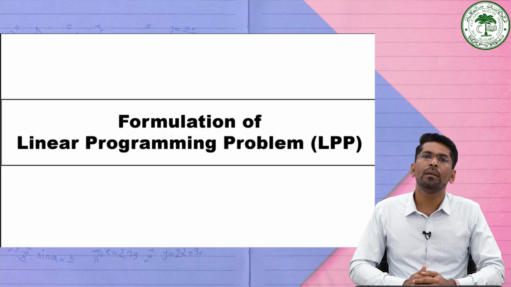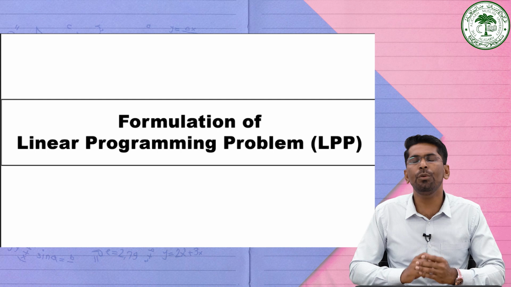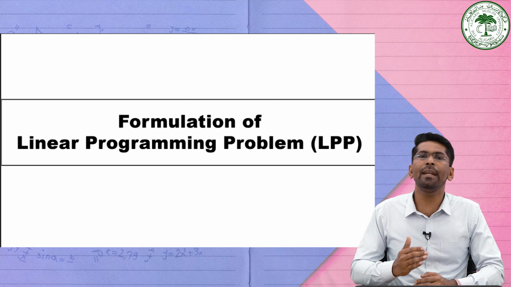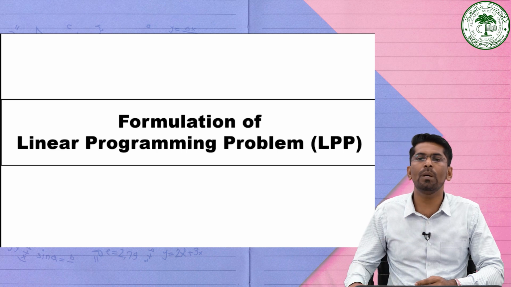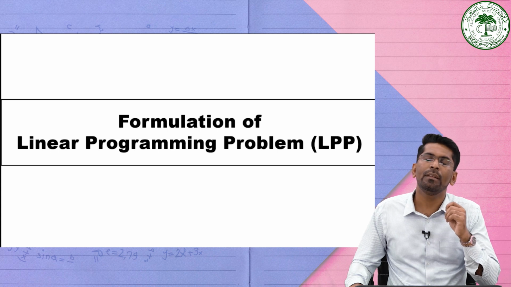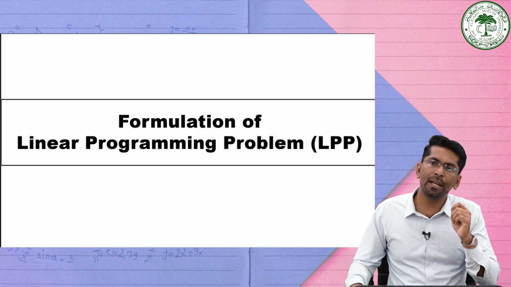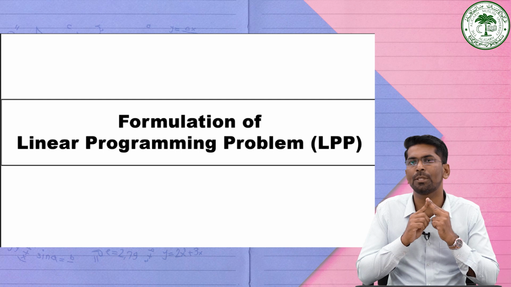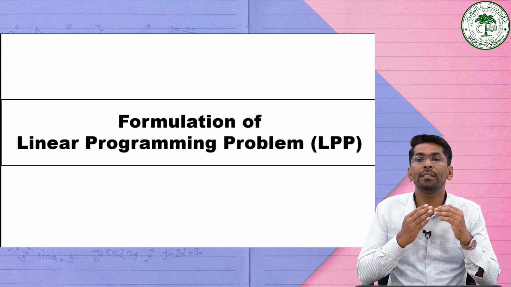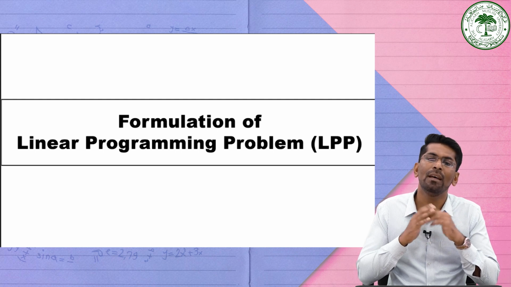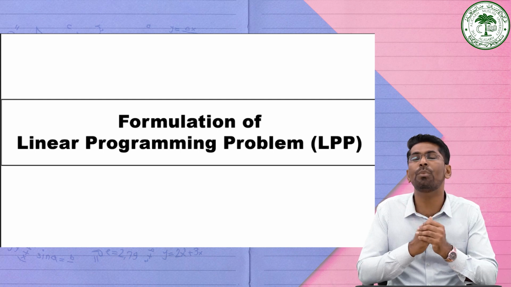Good morning everyone. Today we will discuss how to formulate a linear programming problem. Formulating a linear programming problem involves structuring the problem into a mathematical format where we define the decision variables, identify our objective function, and identify the various constraints in the given problem. The formulation lies at the foundation of finding an optimal solution to complex real world decision making problems.